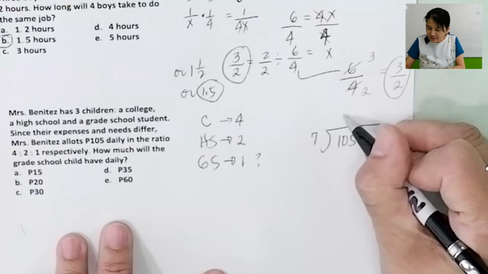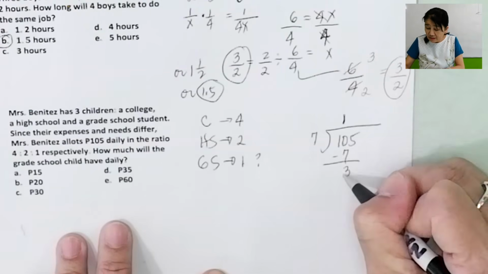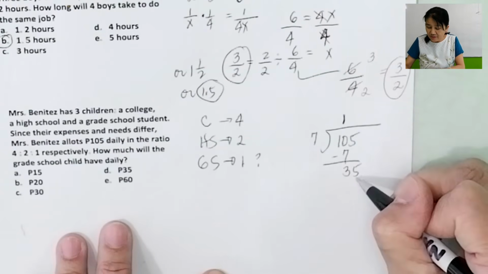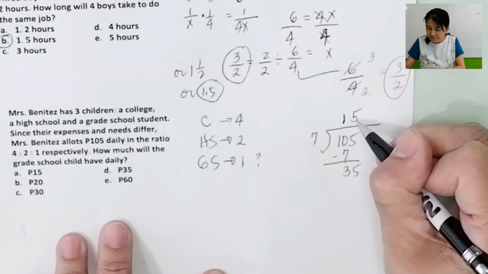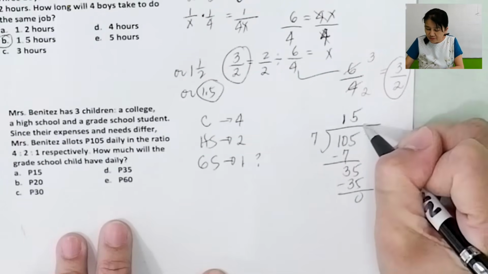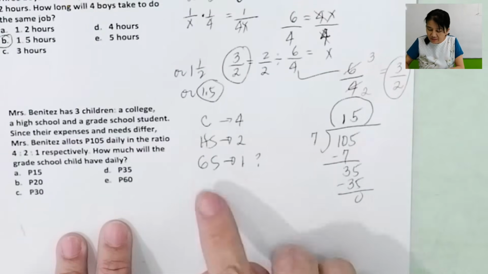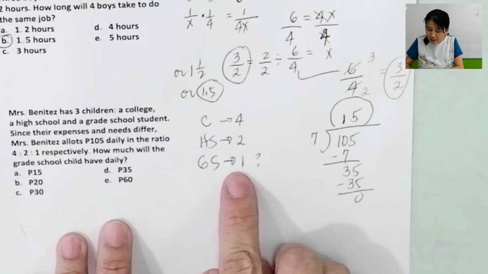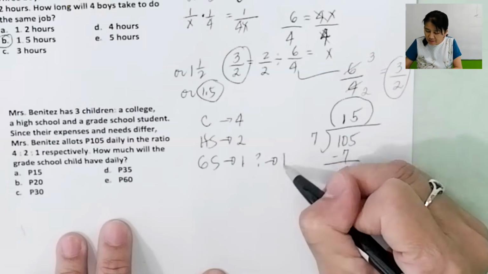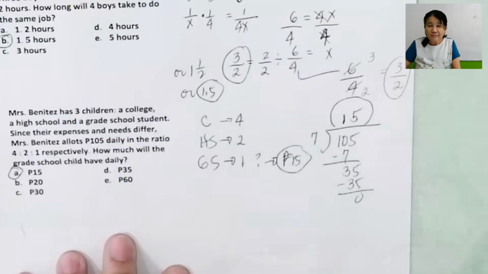10 divided by 7 is 1. 1 times 7 is 7. 10 minus 7 is 3. Bring down 5. 35 divided by 7 is 5. 5 times 7 is 35. See? You get 15 per part. And the grade school is 1 part, so that must be 15. So our answer here is 15.